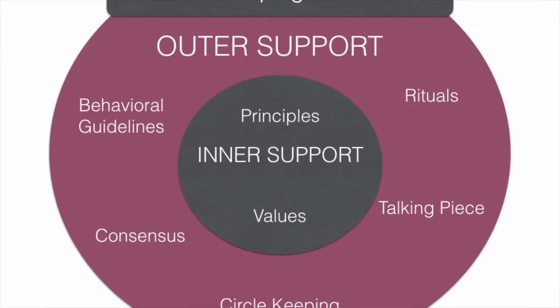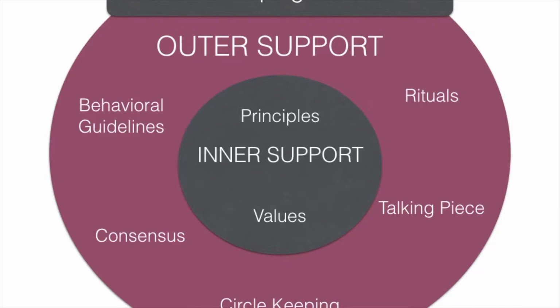So let's take a look at the elements of circle keeping. First, there is the inner support, and these are the principles of restorative justice that I am not going to go into great detail about here, as well as the values that the group has developed utilizing a consensus process prior to the start of the circle. There's also the outer support. And the elements of that is the behavioral guidelines that are established prior to the start of the circle.